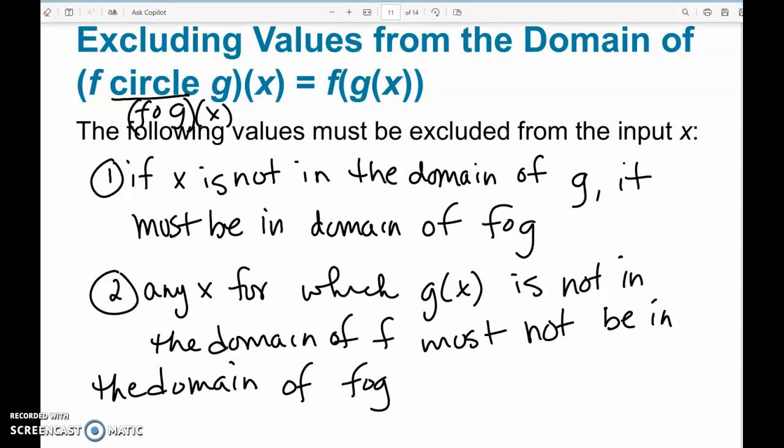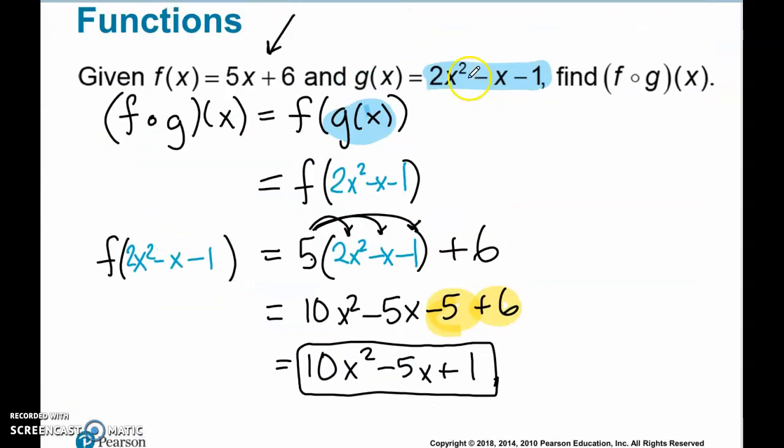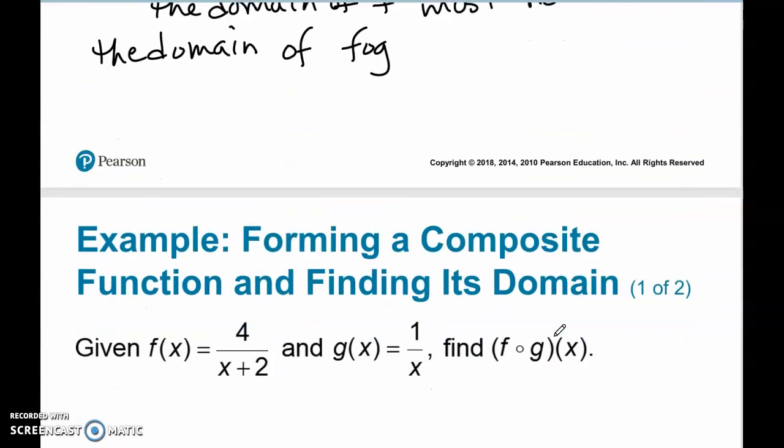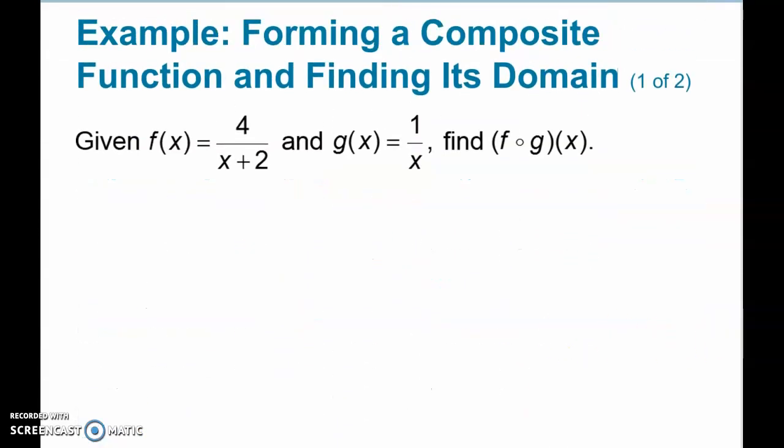So in this previous problem, both of these started with all real numbers, so the domain of the composite function would be all real numbers. It's when we get to a problem like this where we have some exclusions from our domain. And so we're going to look at that problem in the next video.